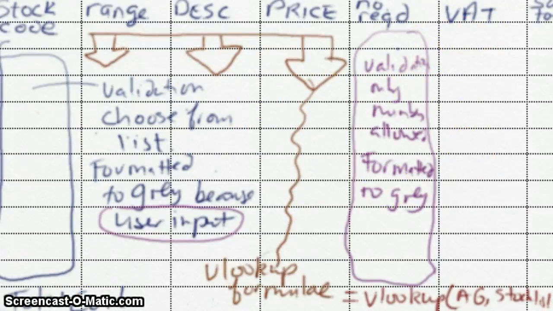Okay, so I'm going to stop this video, and the next thing we're going to do is just sort out the VAT formula, because there's something, if you drag that down it goes a bit weird, so we're going to sort out that in the next video.